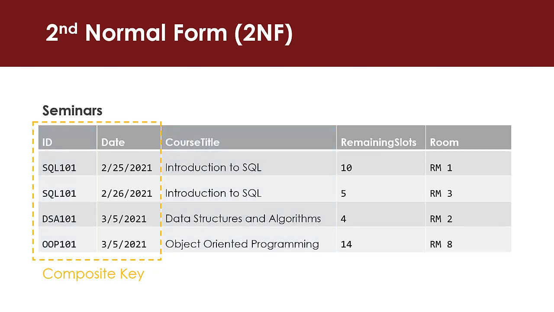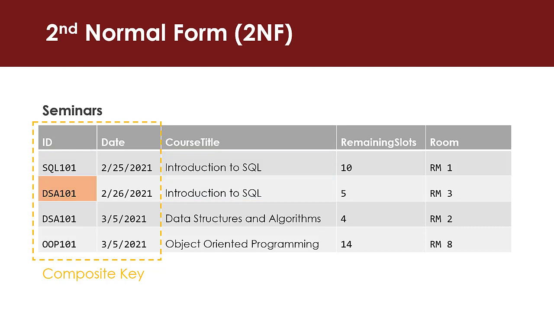Suppose that the seminar ID is changed to DSA 101 instead of SQL 101. So the biggest question is, which one is correct? Is it the ID or is it the course title? We now created an inconsistent record, having the same course title with two different IDs, or the other way around, two different IDs pointing to the same course title.